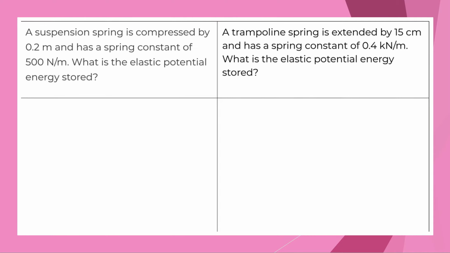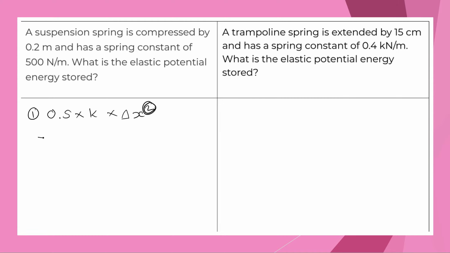So now let's have a look at some practice questions. A suspension spring is compressed by 0.2 meters and has a spring constant of 500 newtons per meter. What is the elastic potential energy which is stored? Step 1 is to write out the formula, which is 0.5 multiplied by the spring constant multiplied by the change in stretch squared. Don't forget your squared.